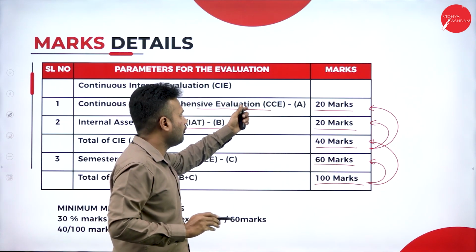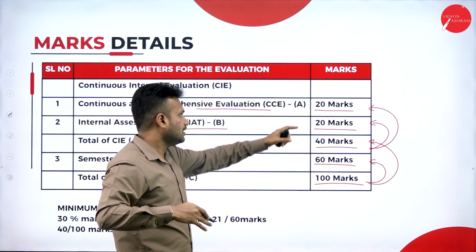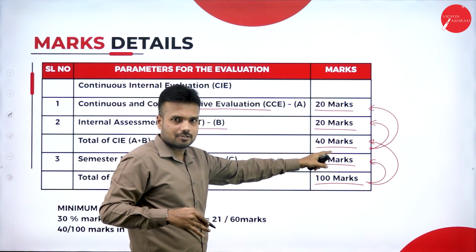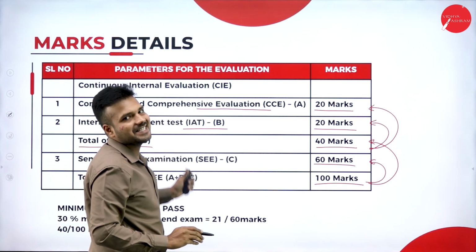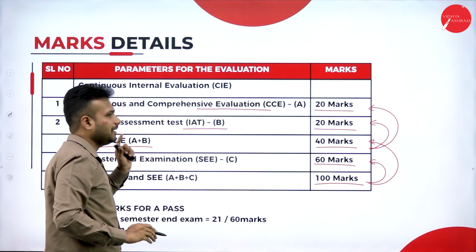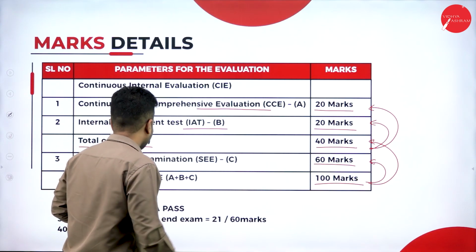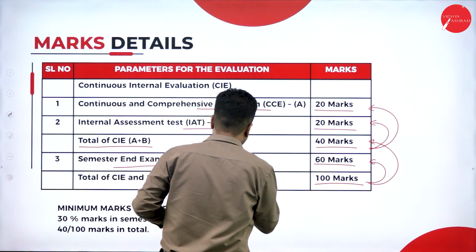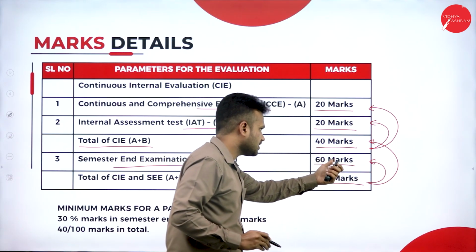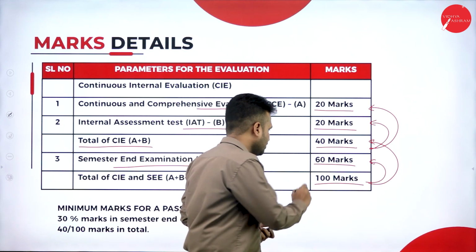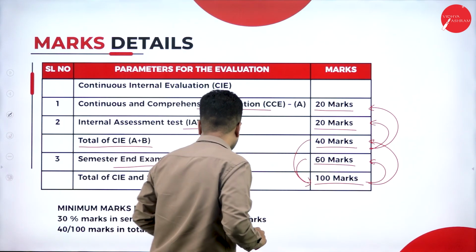Here component 1 and 2 will be C1 and C2. Okay, so 20 plus 20 give rise to 40 marks. So it is the total CIE, A plus B, continuous internal evaluation. And the semester end examination, it is part C, that is for 60 marks. 60 plus 40 give rise to 100 marks. Okay, so this is the criteria for 100 marks.